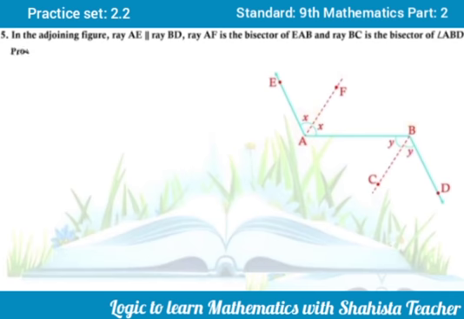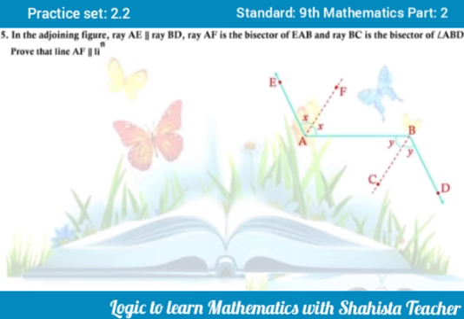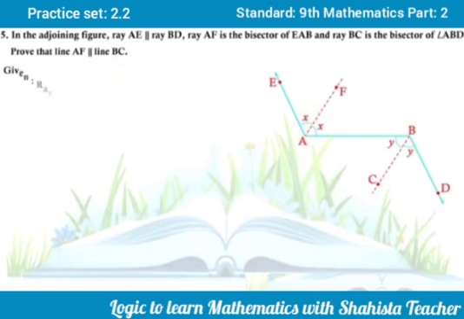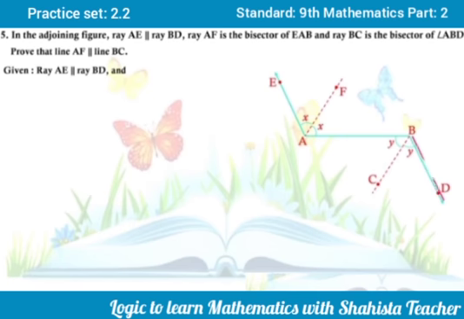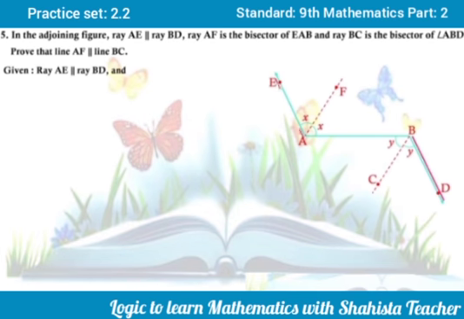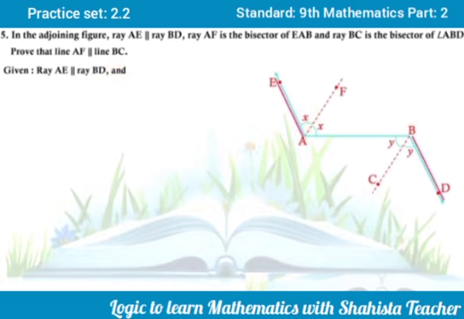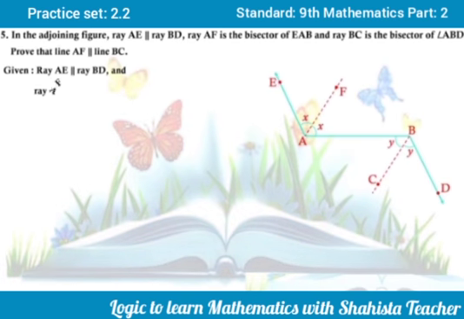First, what we have to prove here is that AF is parallel to BC. So line AF parallel to line BC, this we have to prove. Proof means we have to find this AF parallel to BC. Now given is ray AE parallel to ray BD. It is there in your question. Here you can see this pink color indicates it. So we can write here ray AE parallel to ray BD.